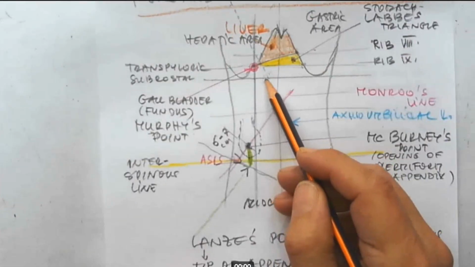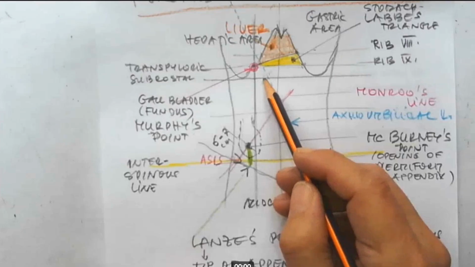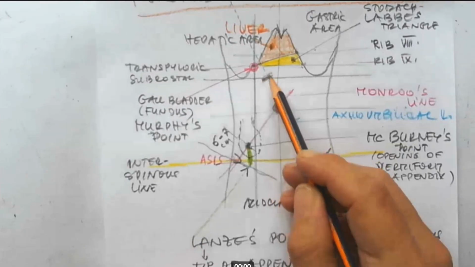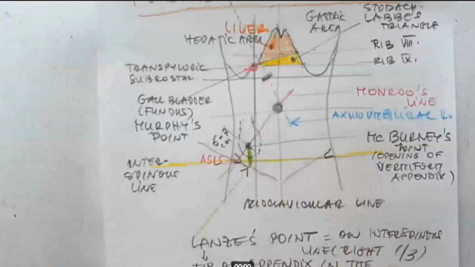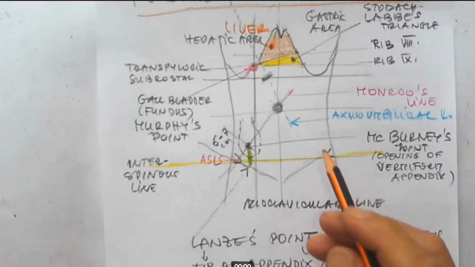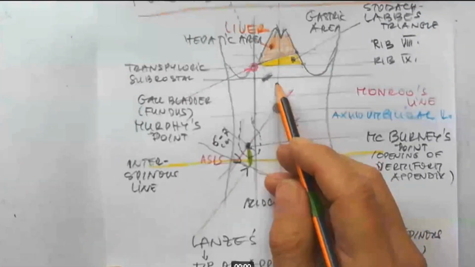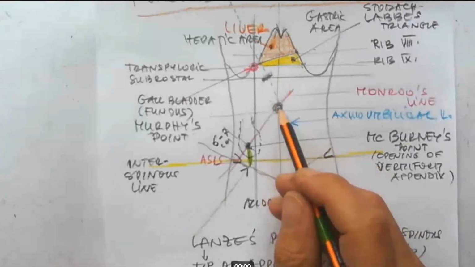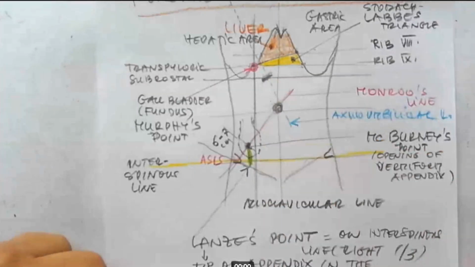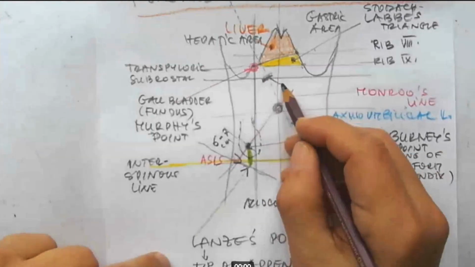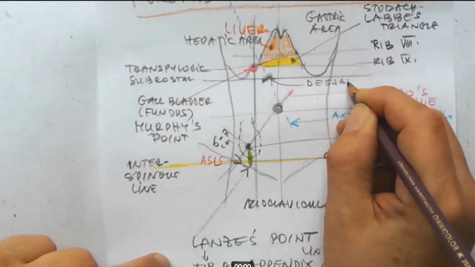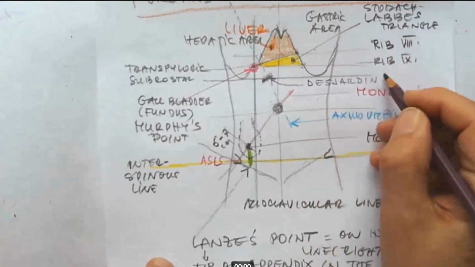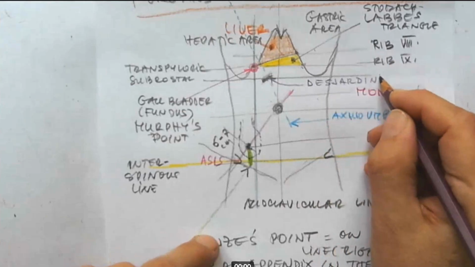In this position, in fact, lies the point where the duodenal papilla is, and this point is called Desjardins point. Thinking just about the color, maybe that one would be good, and this is called Desjardins point.